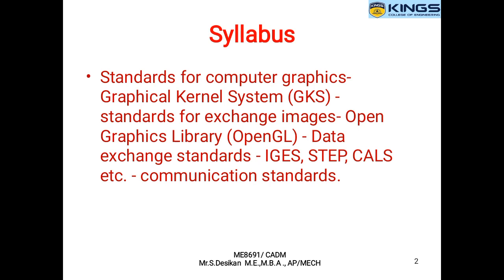Standards for computer graphics is the one we are discussing now. Second one is GKS, the Graphical Kernel System. This is very important. Third one is OpenGL, that is Open Graphics Library. Fourth one is data exchange standards. There are various types of data exchange standards available. And the last one is communication standards: IGES, STEP, CALS, ISO, PHIGS. These are all the communication standards.